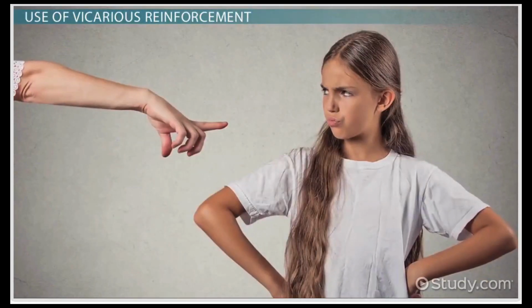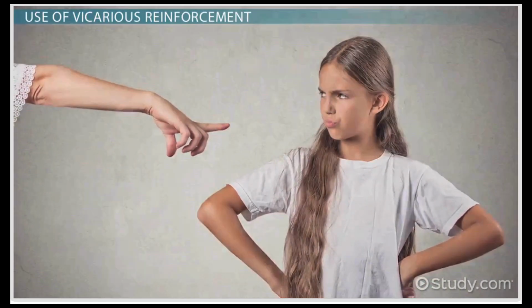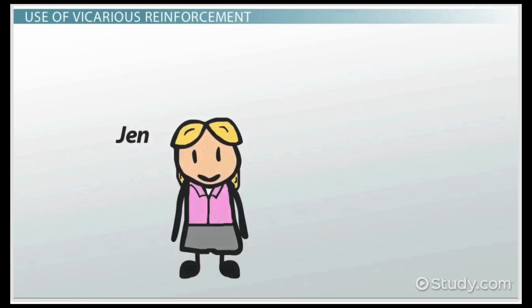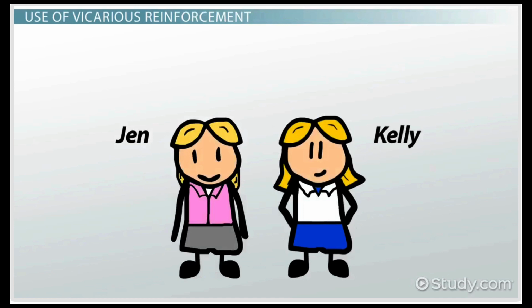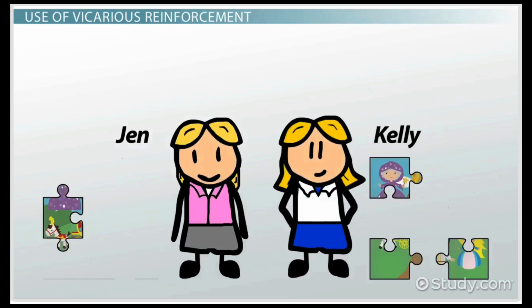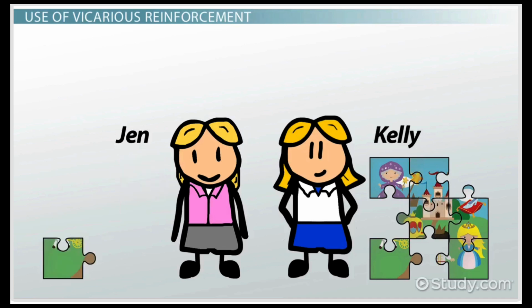While this was a productive use of vicarious reinforcement, some may misuse this strategy. Let's look at some more examples. Here is an example of the productive use of vicarious reinforcement. Jen and Kelly are both in first grade. They both have to work on puzzles individually, but they are sitting next to each other. The teacher sees that Jen is just turning the pieces upside down and then right side up over and over again. Kelly, however, is actually trying to put the pieces together, although with limited success.